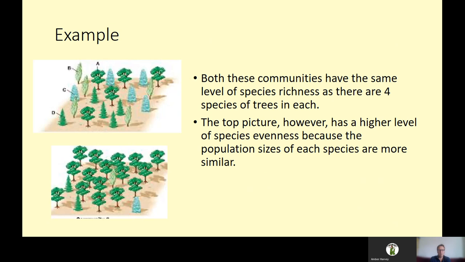So, example, as I've just talked through. Both these communities have the same level of species richness, as there are four species of trees in each. So we've got the same level of species richness, but the top picture has a higher level of species evenness, because the populations are more similar than in the bottom example. So that should be nice and clear.